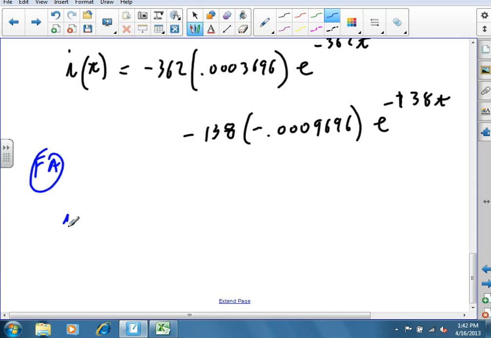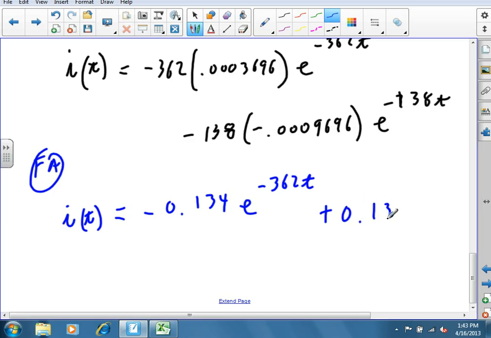Final answer. I of t equals 362 times 0.0003696, which is 0.134 e to the minus 362t, plus 138 times 0.0009696, which is 0.138 e to the minus 138t. We're going to go back to that other guy to get another significant digit.